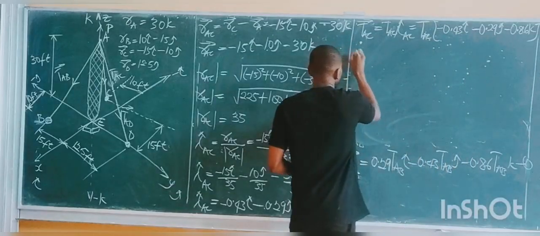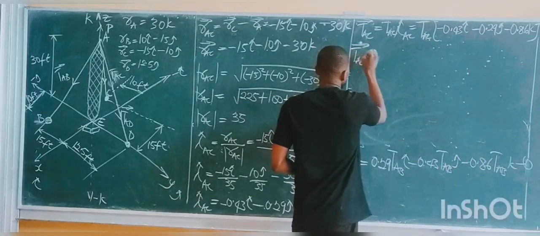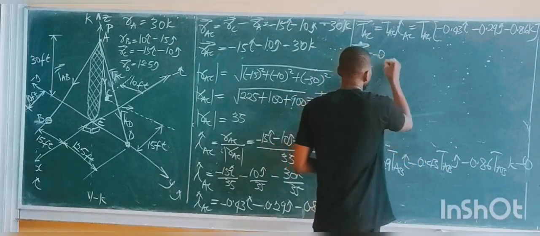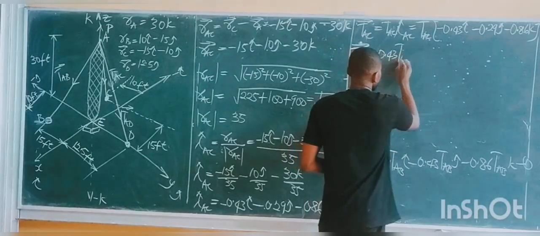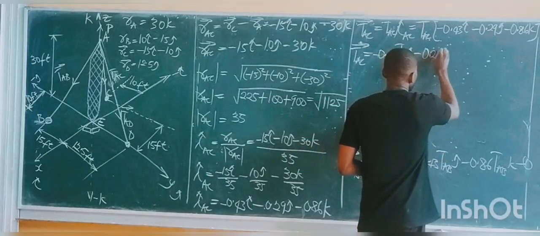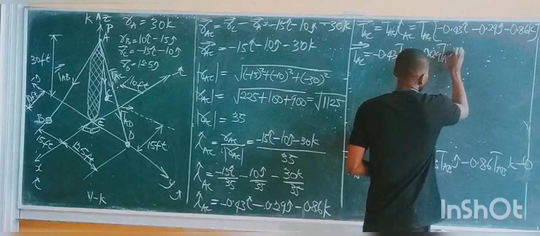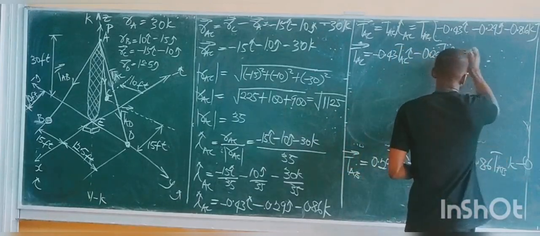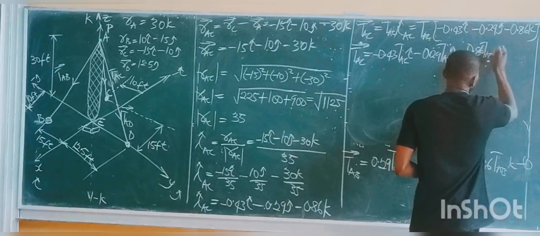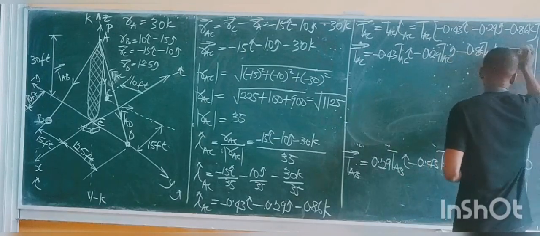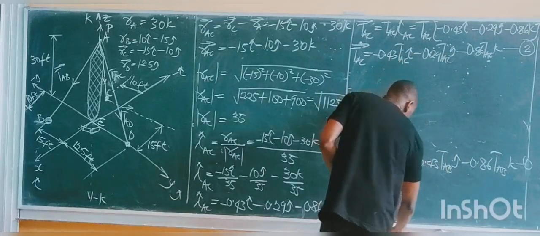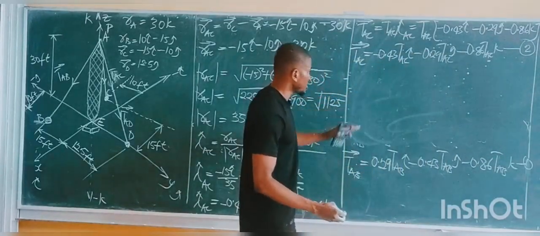Therefore, the tension vector in AC is equal to, we use TAC to expand the bracket, minus 0.43 TAC I, minus 0.29 TAC J, and finally minus 0.86 TAC K. Let's call this equation 2. Alright guys, let me take equation 1 up.